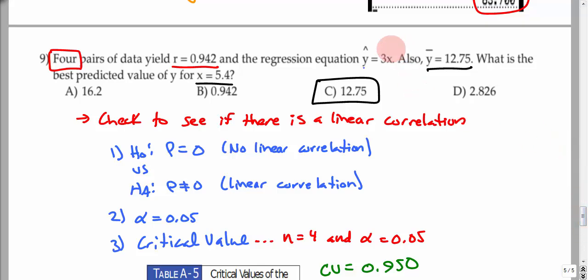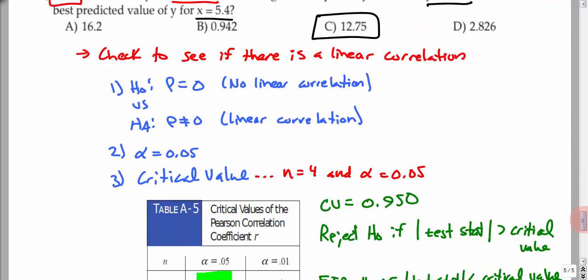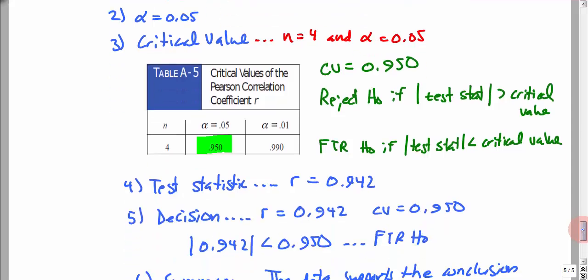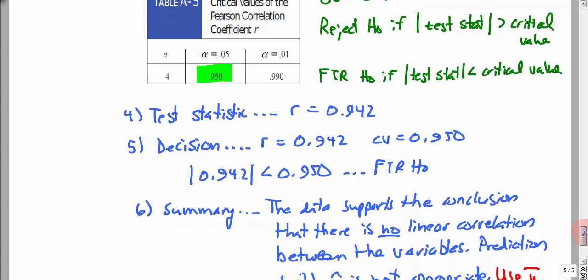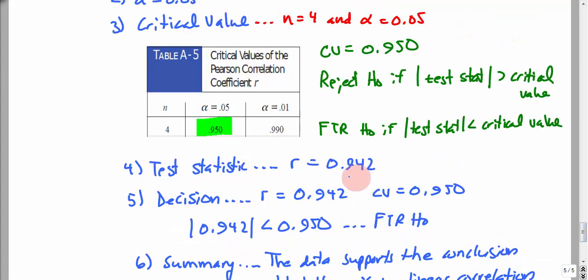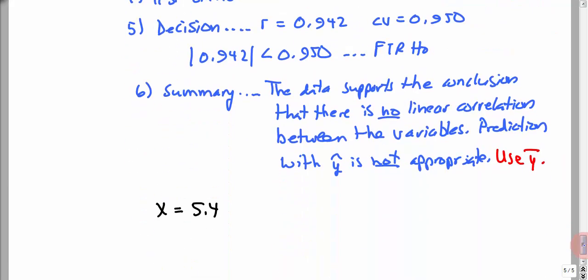I don't even use this in this case because there's not a strong enough linear correlation. It seems like there would be, being 0.942, but our test statistic, because the sample size was so small, had to be pretty big compared to the critical value, and it just wasn't big enough. So I would use y bar equal 12.75 for prediction, and this would be true for any value of x that I was given.